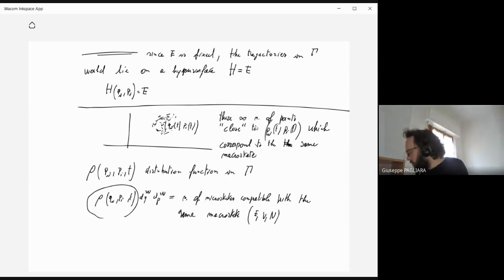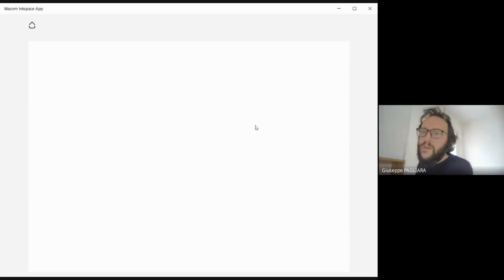Actually, this distribution function is much richer and more complicated than the distribution function of the mu space of the Boltzmann equation, because in that case it was a single particle distribution, whereas this one depends on all the momenta, all the positions, and on time.